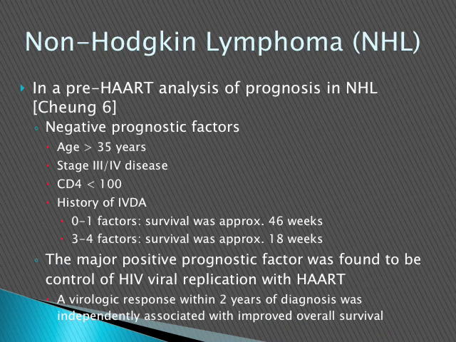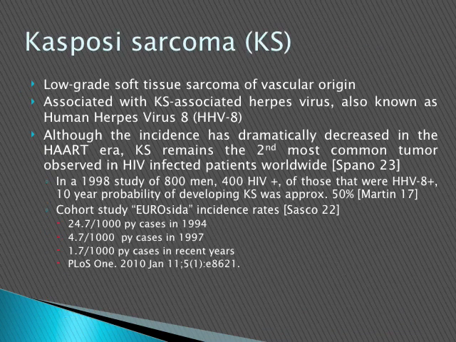And in this one study, 0 to 1 factor was associated with 46-week survival, 3 to 4 factors associated with 18-week survival. And the major prognostic factor was control of HIV viremia with HAART therapy. They were able to conclude that virologic response within 2 years of diagnosis of non-Hodgkin's lymphoma is associated with improved overall survival.